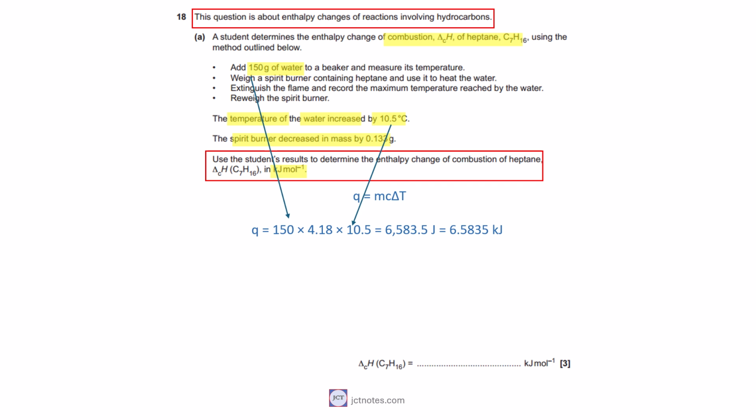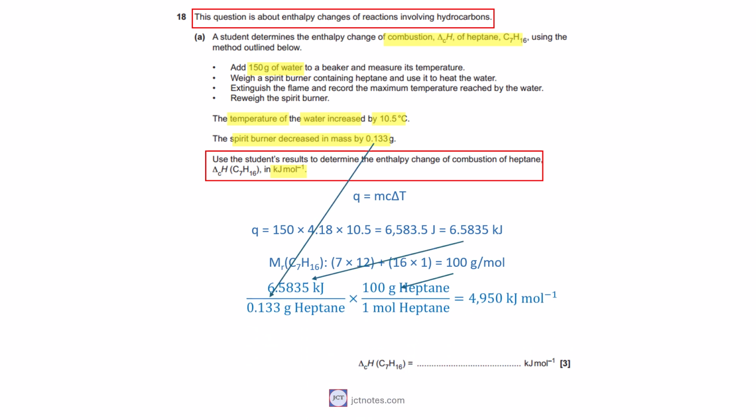0.133 grams of heptane. Using the molecular mass of heptane of 100 grams per mole, we can find that the enthalpy change of combustion of heptane is -4,950 kilojoules per mole. Be careful with the sign. Enthalpy of combustion is an exothermic reaction. In fact, we are using it to heat the water, therefore the sign should be negative.